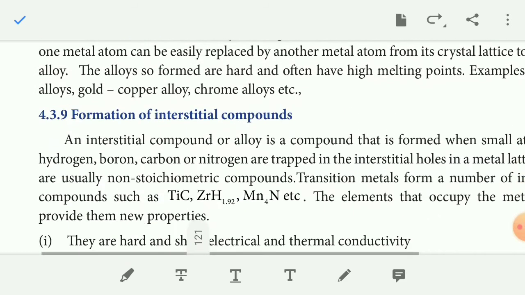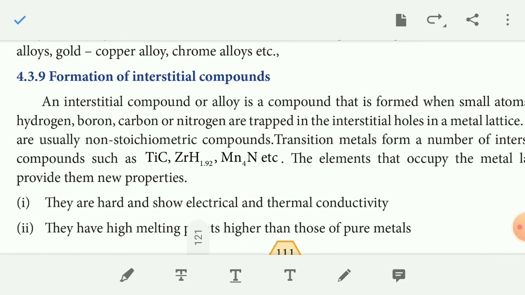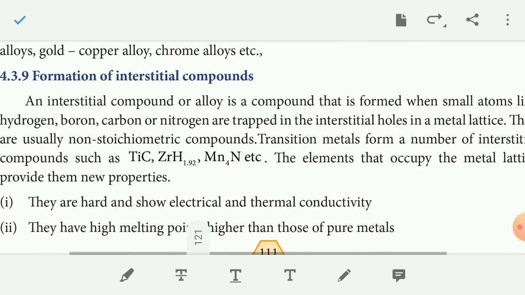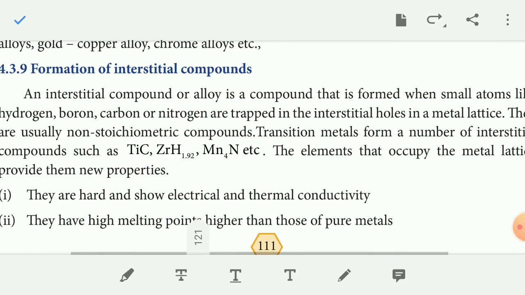The next topic is formation of interstitial compounds. Interstitial, we already discussed in the solid state lesson. Interstitial means occupying the depressions in the metals, as we have seen. Interstitial compounds are compounds formed when small atoms like hydrogen, boron, carbon, nitrogen are trapped in the interstitial holes in a metal lattice.